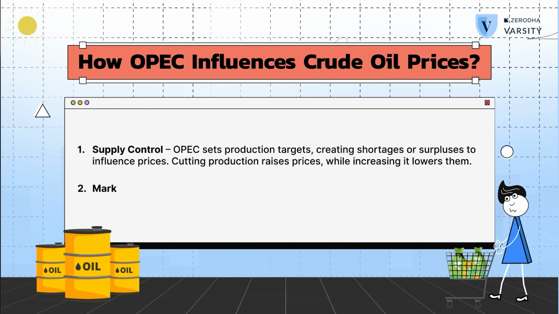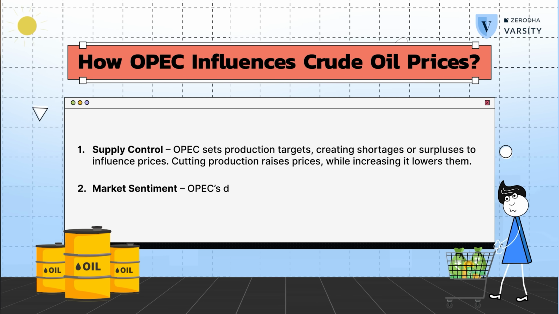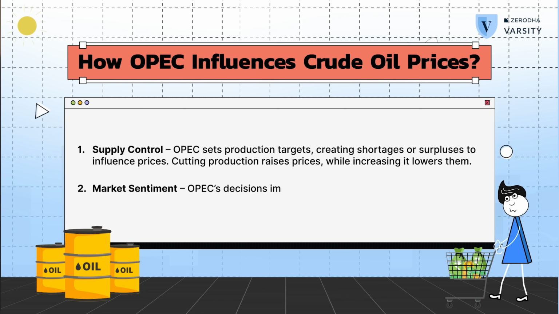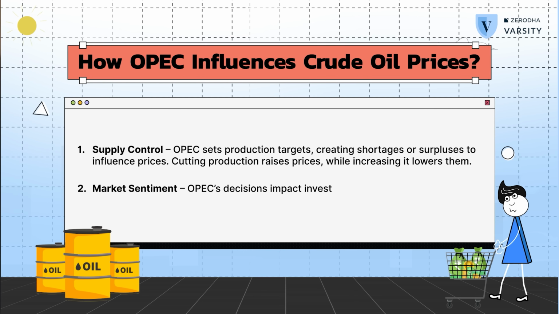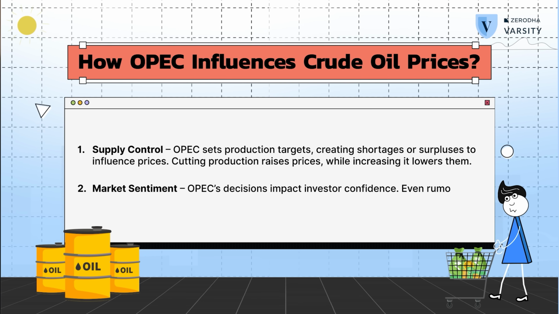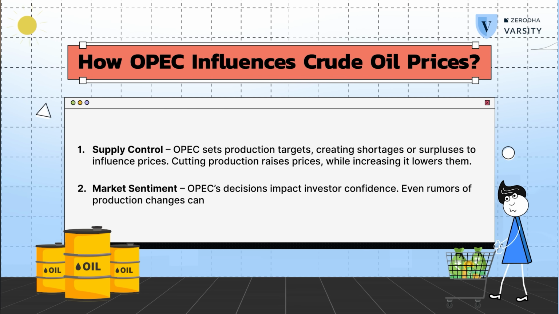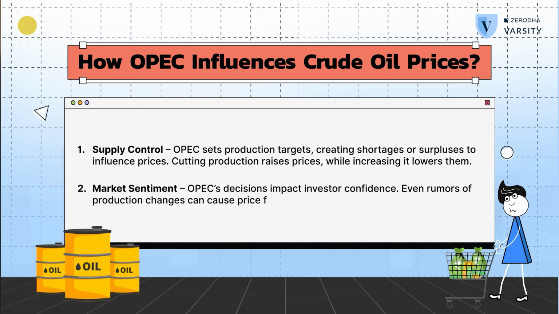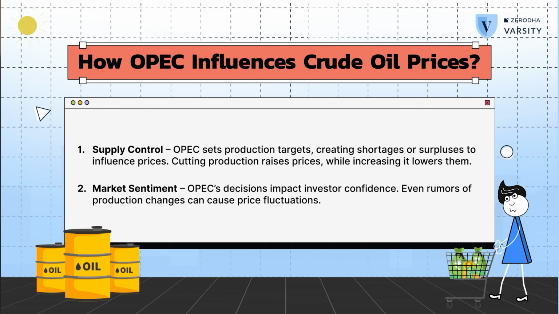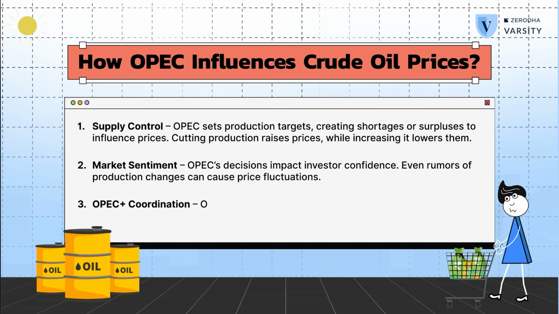Number 2, market sentiment and speculation. OPEC's announcements and decisions, for example production cuts or increases, significantly impact market confidence and investor behavior. Even the anticipation of a production cut or increase can lead to price fluctuations as traders adjust their positions based on expected supply changes. And thirdly, cooperation with non-OPEC producers.